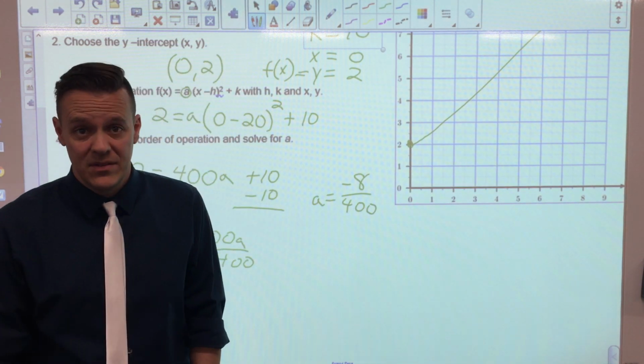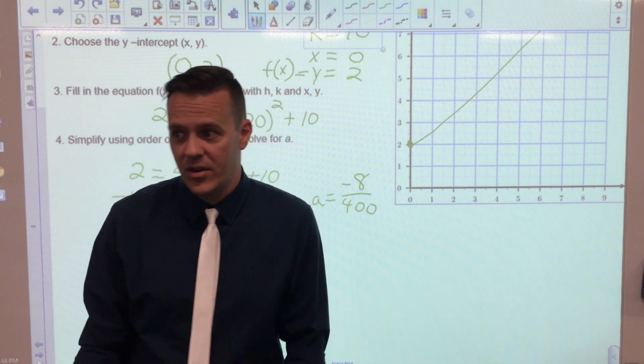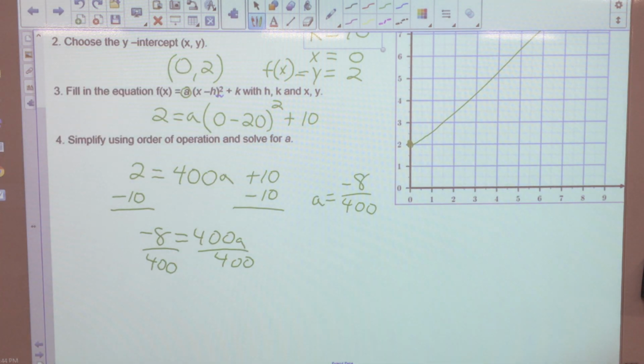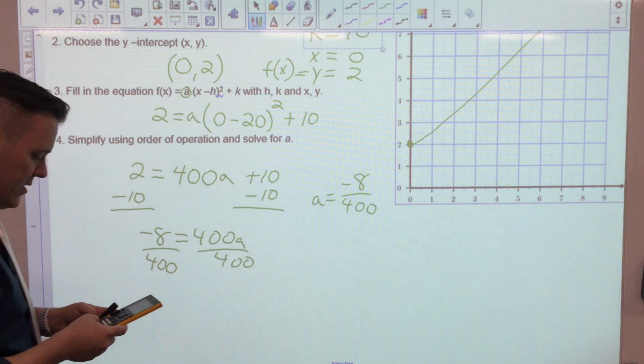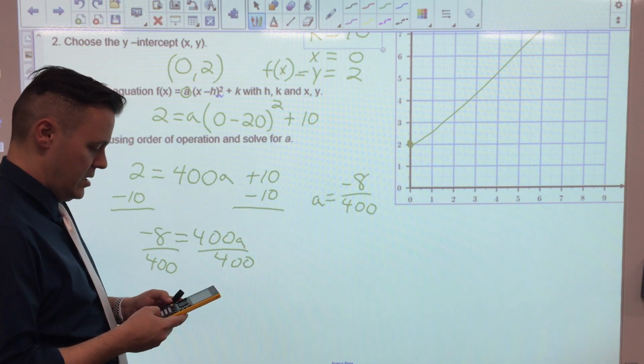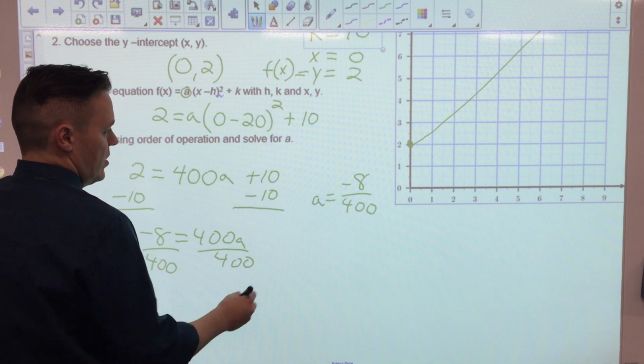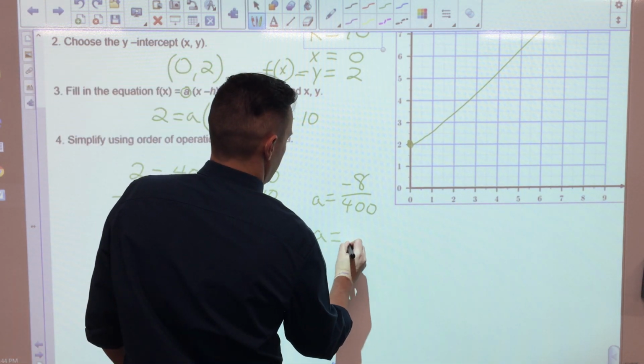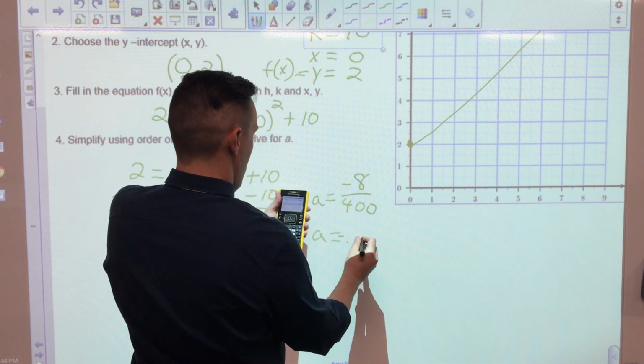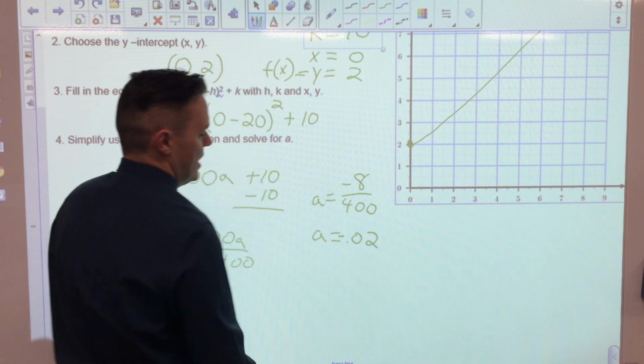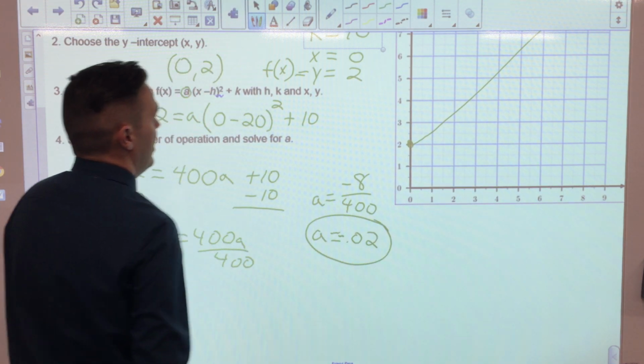Ladies and gentlemen, I'm not going to leave it like that. Be back. I got to find a calculator. All right, negative 8 divided by 400 equals, nice, that's what I wanted, something easy, negative 0.02, okay? There is my a value.